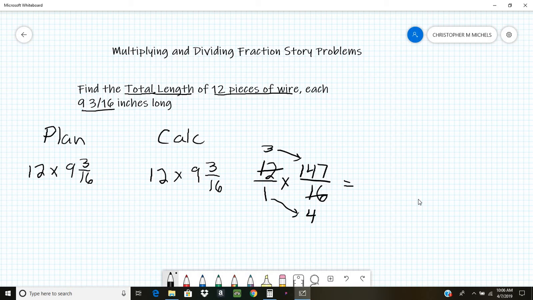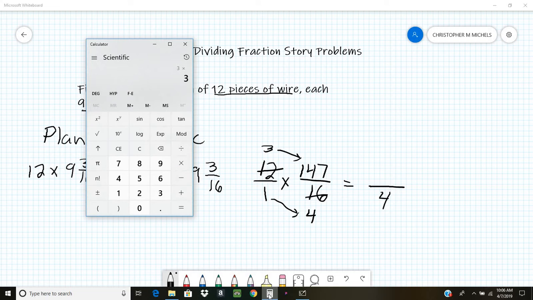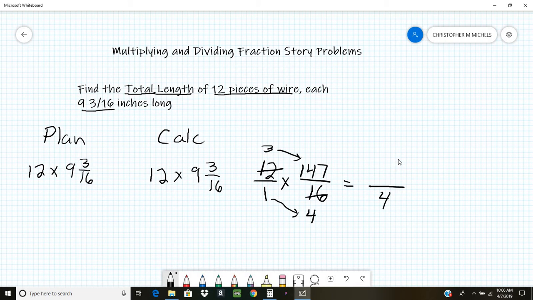What's left over? I'll do the 1 times 4 first, because that's easy. 1 times 4 is 4. And 3 times 147, I'm going to cheat again and use the calculator. 3 times 147 gives me 441. Really, really big number.